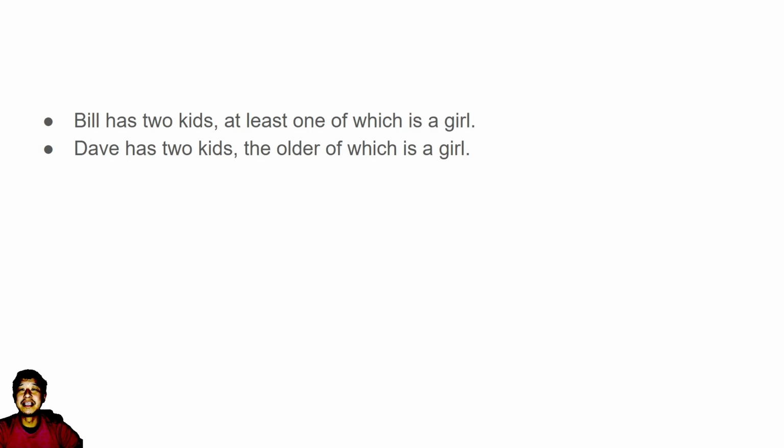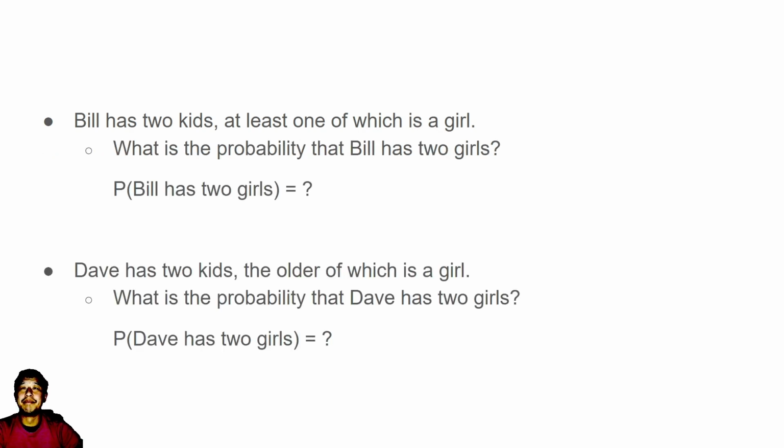Bill's got two kids, at least one of which is a girl, and Dave has two kids, the older of which is a girl. And that brings up the question, what's the probability that Bill has two girls, and what is the probability that Dave has two girls? Are they the same? Let's find out here.